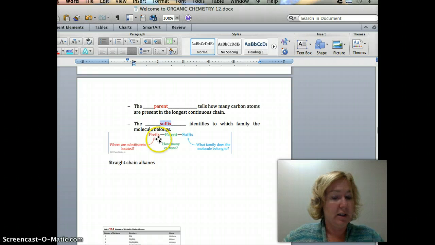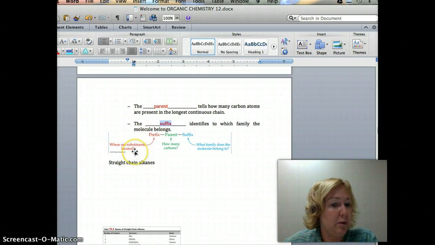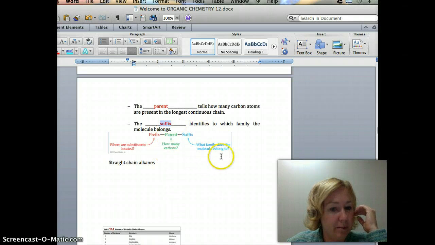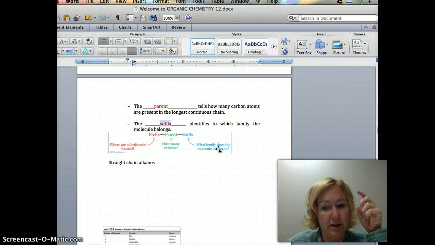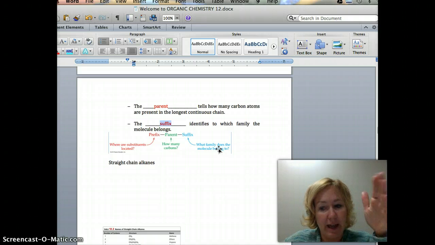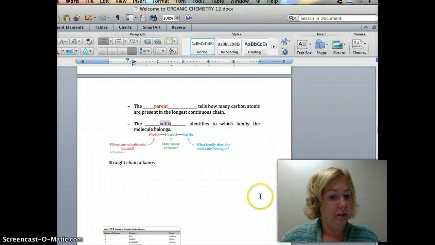Okay, here's the super fun little formula. Where are the substituents located? How many carbons are there? What family do the molecules belong to? So 1, 2, diethyl ether, something like that.